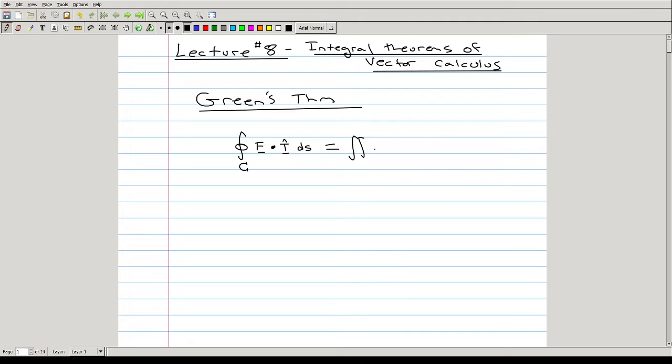the double integral of the curl of the vector field F over the region R. This is for a simple domain R. The boundary is a curve C, and the region R has no holes in it. And the vector field F is a 2D vector field.